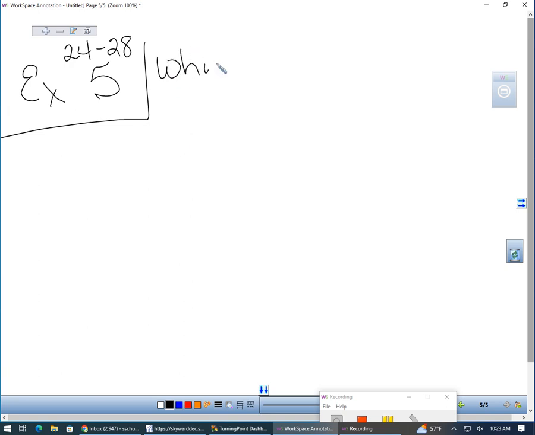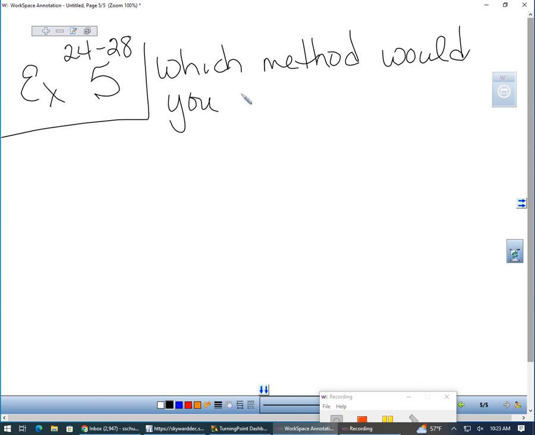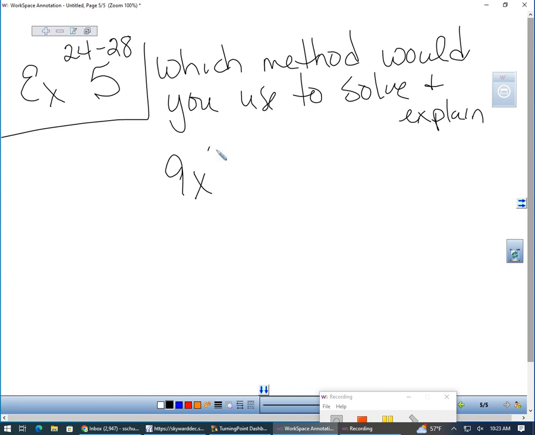Which method would you use to solve and explain? All right, so let's say you get a quadratic that looks like this. Let's say we have 9x squared minus 16 equals 0. Out of all the methods we have learned, what method would you use to solve this?